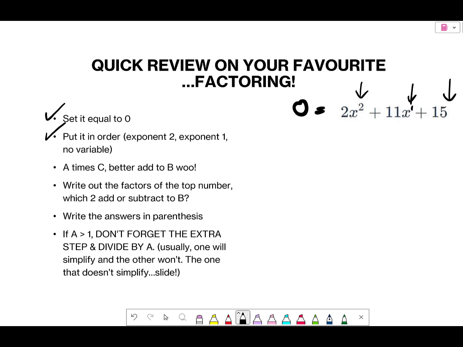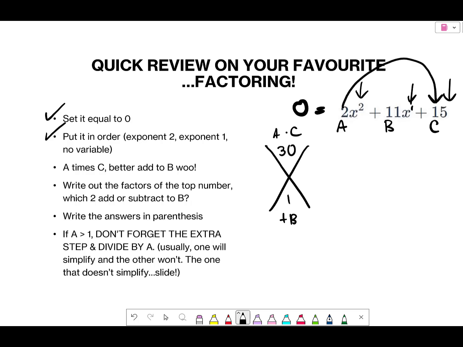The next reminder I put is it is a times c, add to b. So we're going to draw our x over here. A is 2, b is 11, and c is 15. So we're doing a times c on top, plus b on the bottom. A times c would be 30, and b is 11. So now we're going to find factors of 30. The factors of 30 include 1 times 30, we're going to move up, 2 times 15, 3 times 10, and then 5 times 6. So that means we have 4 options to choose from.